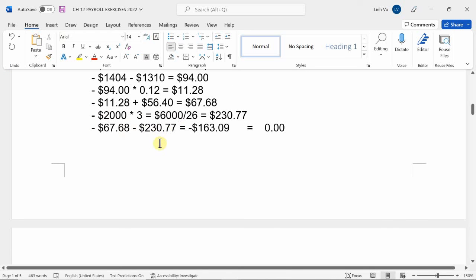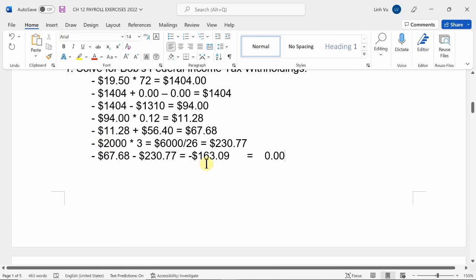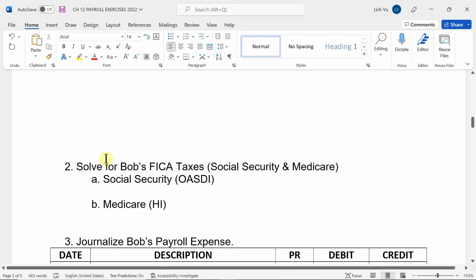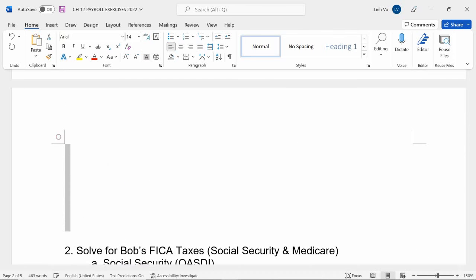Because the amount of children he's claimed is over than what he's supposed to be getting. So when you see a negative, that means that there's no deduction. Correct. Okay.